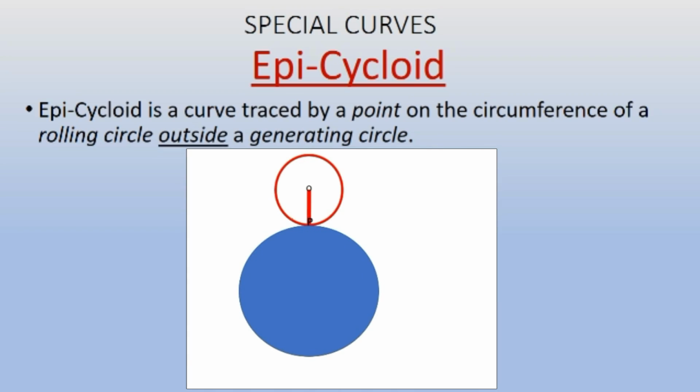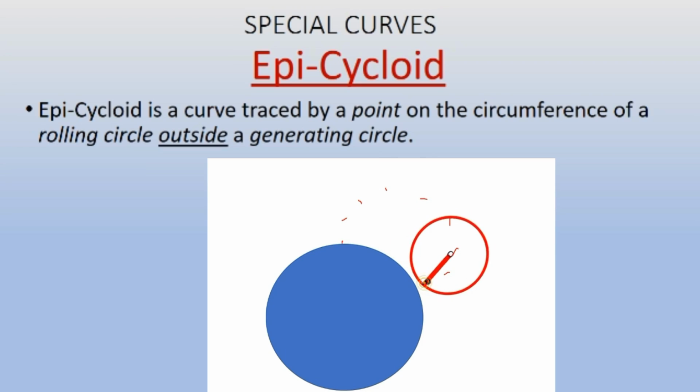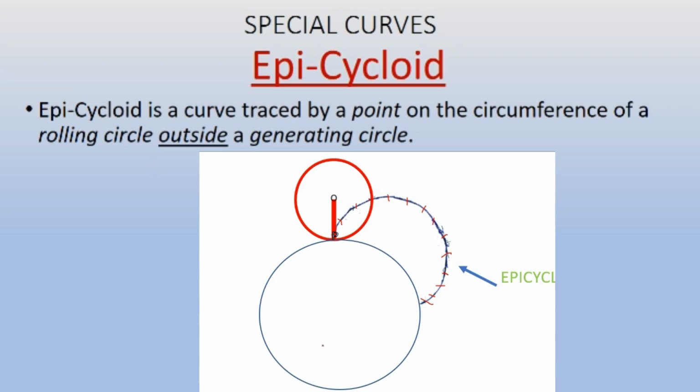So here you have two circles. One is the rolling circle and the other is the generating circle on which this smaller circle will roll. And observe the letter P which is written. Wherever that point P is passing, I'm just marking some lines so that afterwards we can join them. When we join all those points, we will get the path traced by that point on the rolling circle. And that curve is going to be called epicycloid. So this is the epicycloid which we obtained.